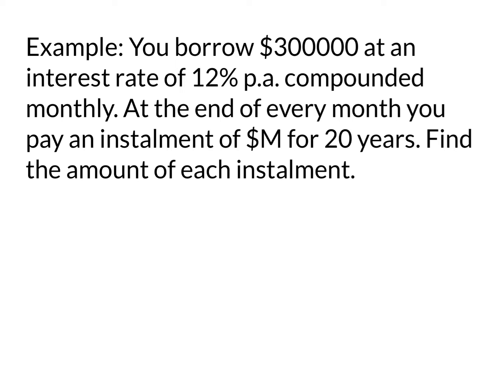So let's have a look. You're going to borrow $300,000 at an interest rate of 12% per annum compounded monthly. And at the end of every month, you're going to make instalments of M dollars for 20 years. And our aim is to find the amount of each instalment.